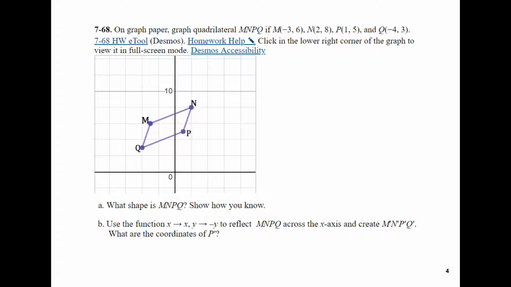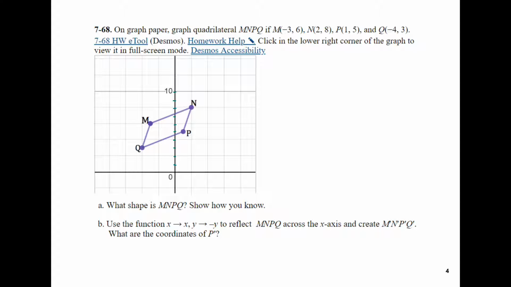768: on graph paper, graph the quadrilateral MNPQ. You can see that I graphed M at negative 3, 6, N at 2, 8, P at 1, 5, and Q at 4, negative 3. Notice that each of these counts by 2, so be very careful when you're looking at your graph.